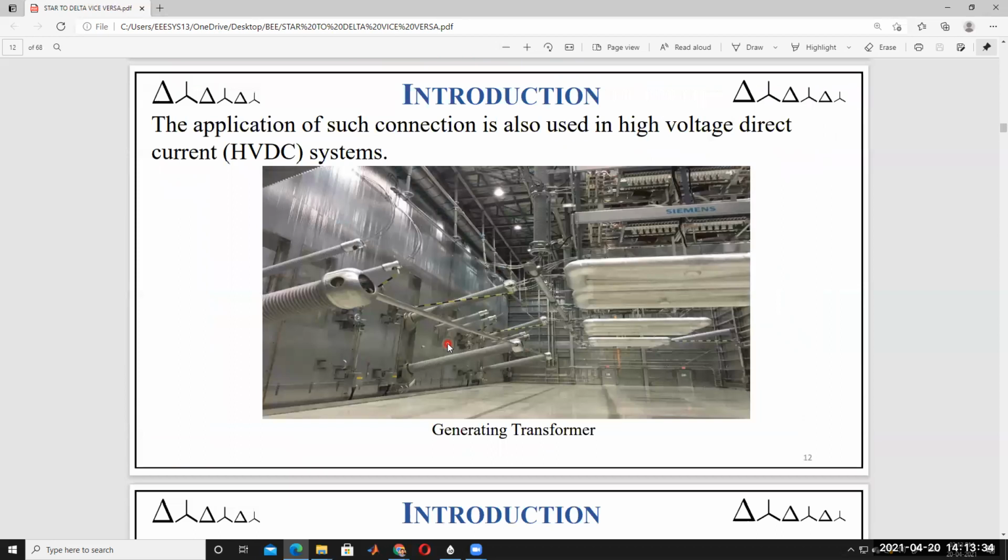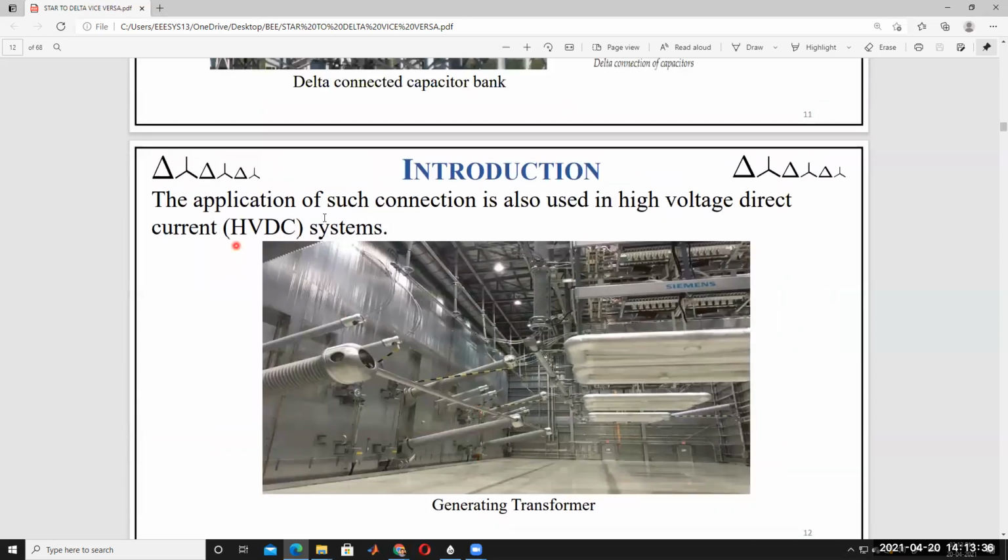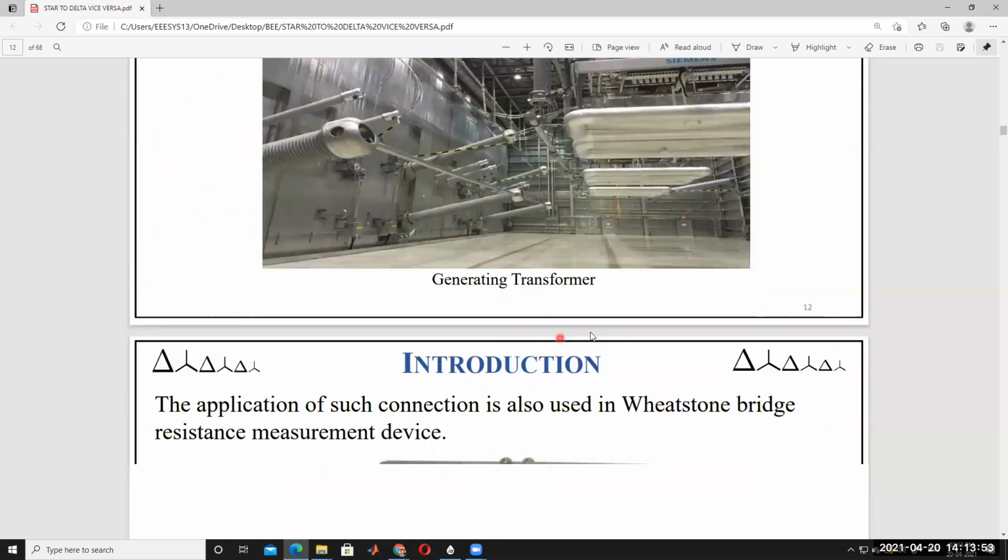Also, generating transformer applications of such connections are used in high voltage direct current, HVDC, systems. In HVDC systems, star and delta connections are also applied.